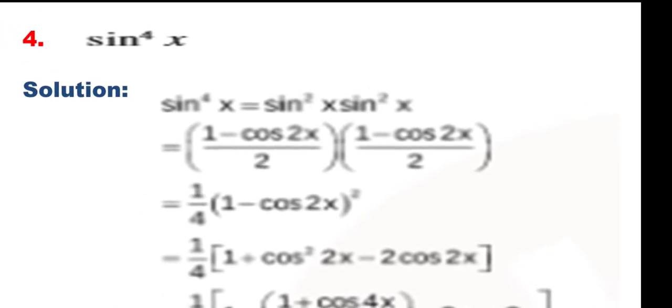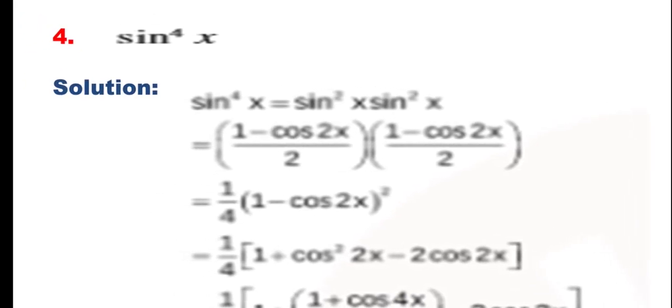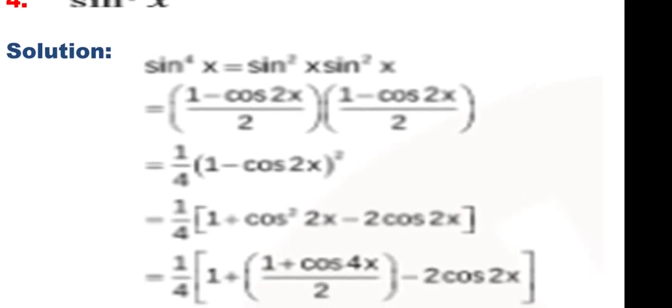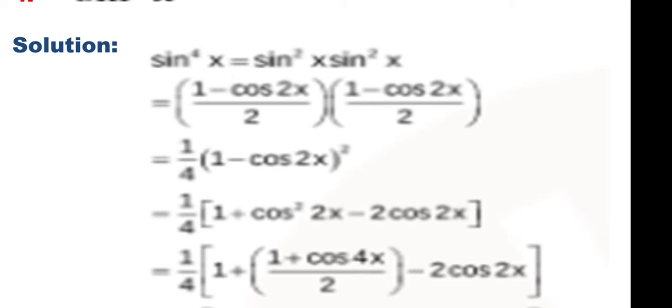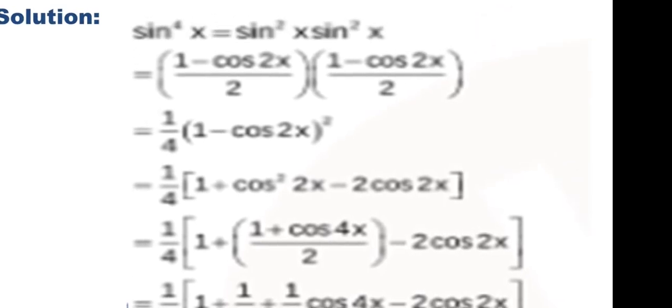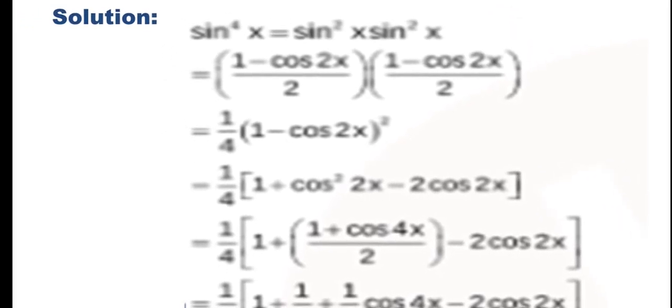Students, the next question is sine to the power 4 x. So sine to the power 4 x you can break like this: sine square x into sine square x. So sine square x, we know, is 1 minus cos 2x by 2, and this formula comes from the formula of cos 2x. There are two terms of sine square x. So 1 minus cos 2x by 2 into 1 minus cos 2x by 2. If you multiply these two terms, we will get 1 by 4 into 1 minus cos 2x whole square.